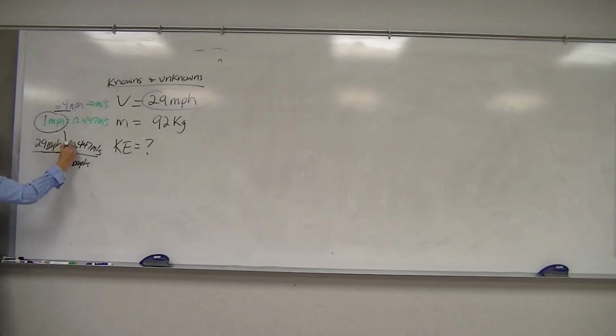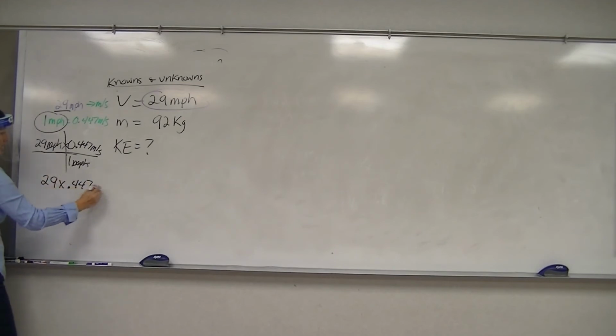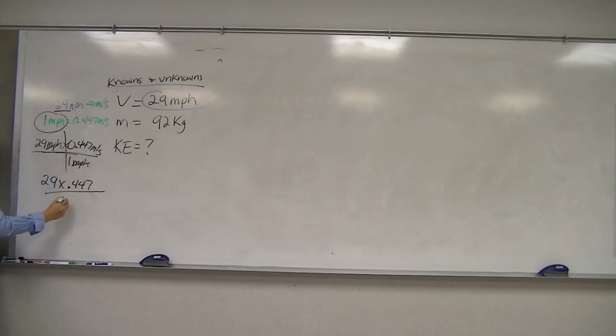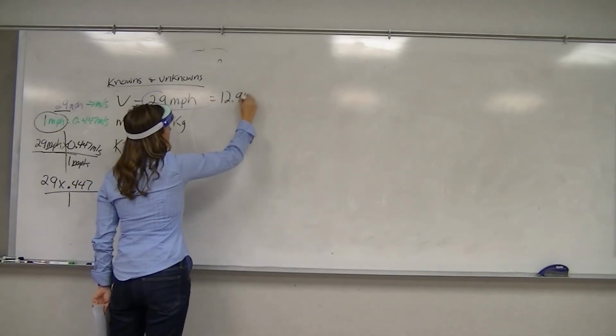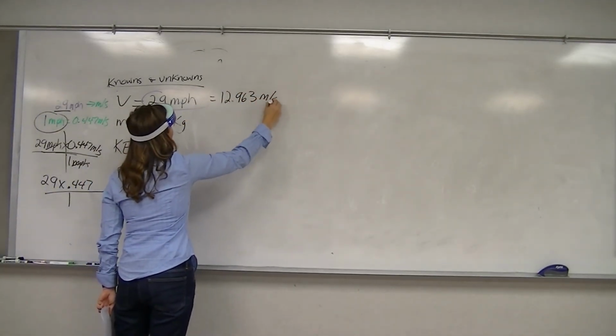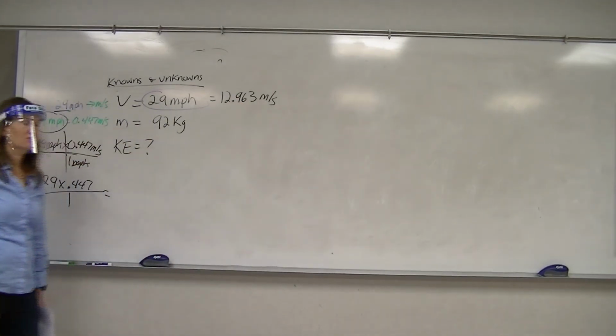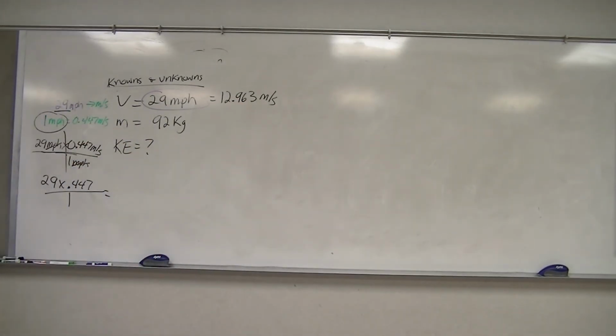This vertical line is a multiplication line. So to solve, I'm taking 29 times 0.447 and dividing it by what's on the bottom, in this case, just a 1. What do we get when we solve for that? 12.963. And we're not worrying about sig figs because this isn't my final answer. That's why we keep them all, for a more accurate answer.